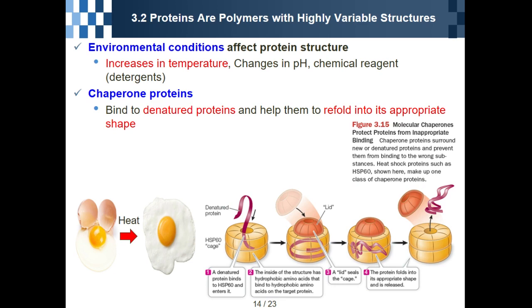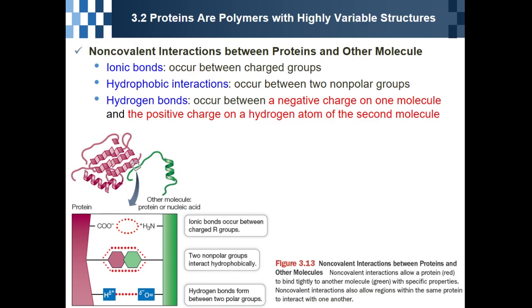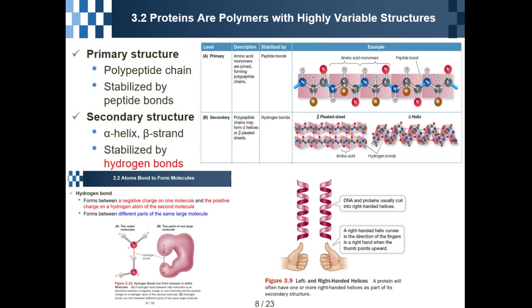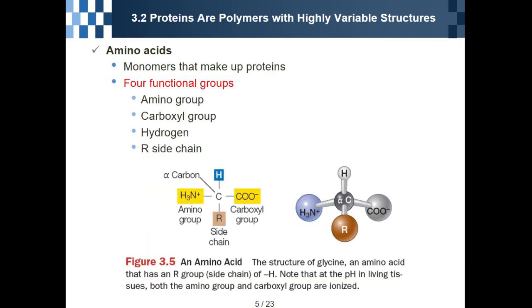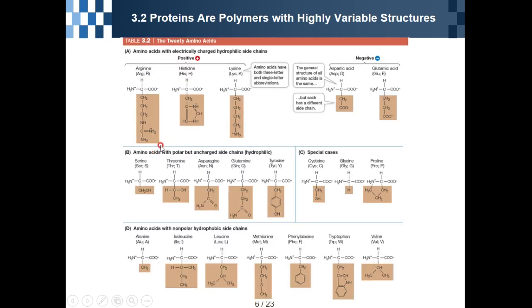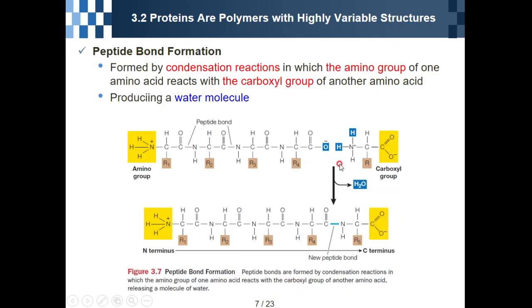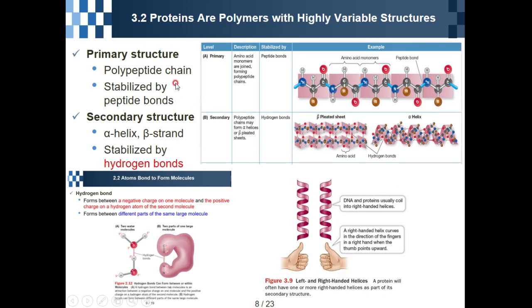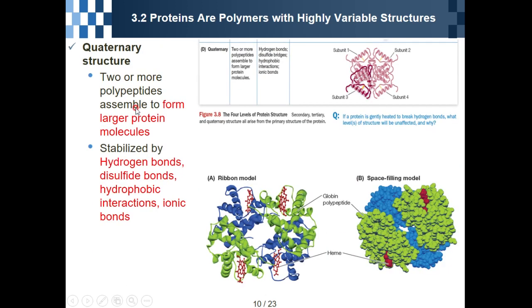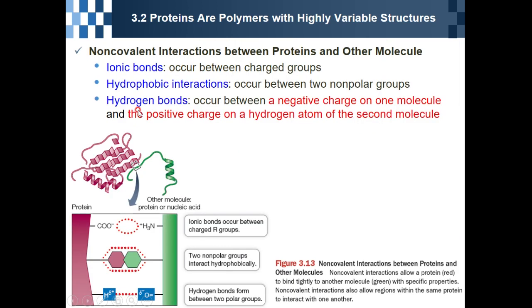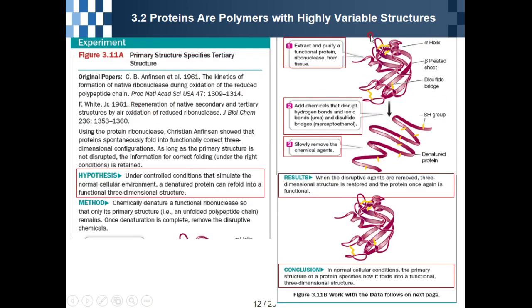Usually I teach proteins for one semester, but I briefly summarize the proteins. Starting from the amino acid, the four functional groups, and also their peptide bond formation, and primary, secondary. But you have to know the important hydrogen bonding. Tertiary and quaternary. And also based on this experiment, we can say that primary structure specifies tertiary structure.